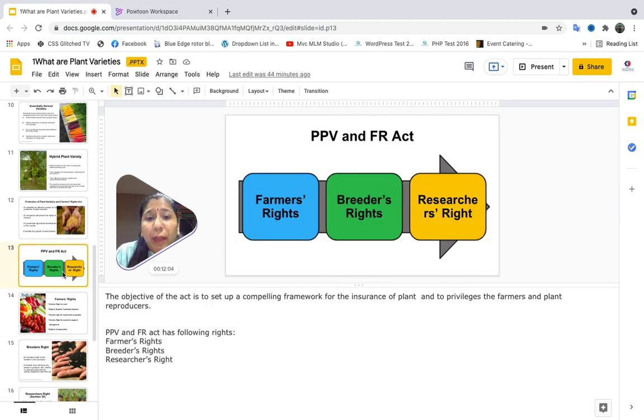The PPV and FR Act is categorized further into three types of rights: farmers' right, breeders' right, and researchers' right. The objective of this act was to set up a compelling framework for the protection of plants and to privilege farmers and their breeders. So this act is further categorized as farmers' right, breeders' right, and researchers' right. We'll be learning more about this in the next few lessons.